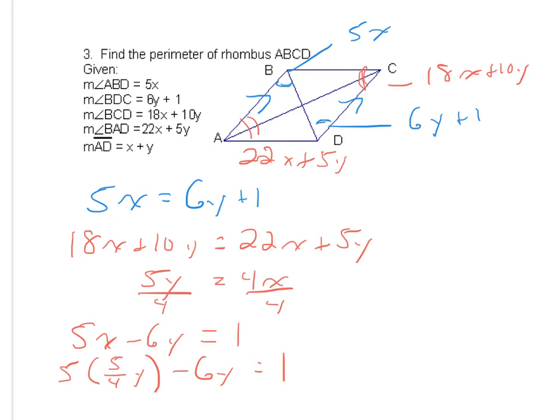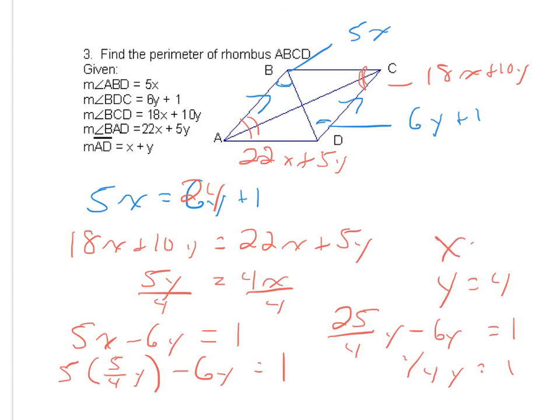So I have 6 1/4 y minus 6y is equal to 1. So that's 1/4 y is equal to 1. So y is equal to 4. Well, if y is equal to 4, that means that 5x up here, this would be 24 right here. So 24 plus 1 is 25. 5x is 25. X is equal to 5.